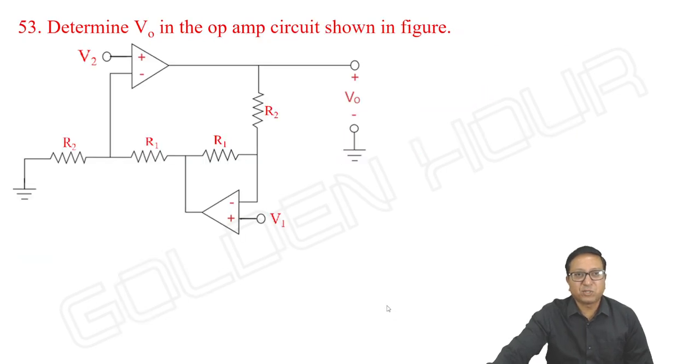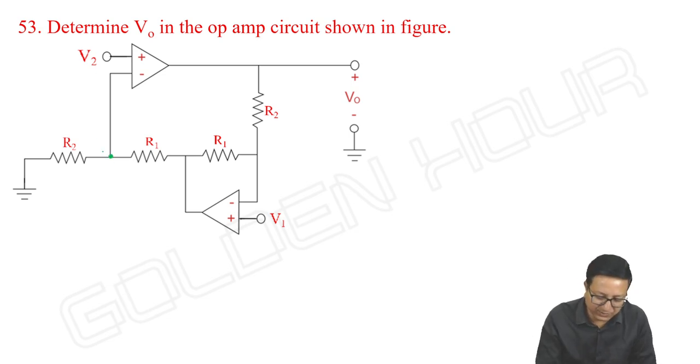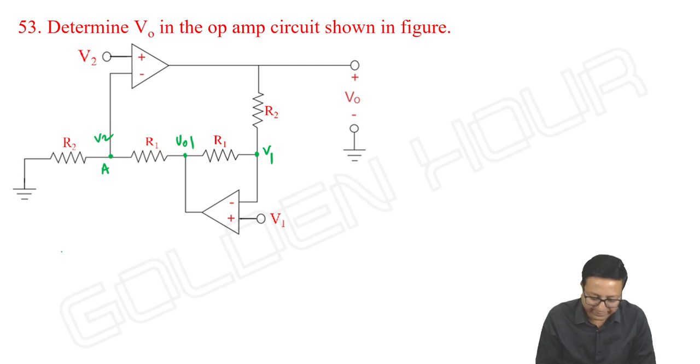Okay. Determine V output in the op-amp circuit shown in the figure, assuming ideal op-amps. How do we do this? The regular procedure. Don't be afraid of the circuit. Just stick to the basics. Apply virtual short. This is V2 and let me take it as node A. And the output of this op-amp, let me take it as VO1. Apply KCL at node A. Due to virtual short, it is V1. Sorry, not V2, it is V1. Okay, KCL at node A.